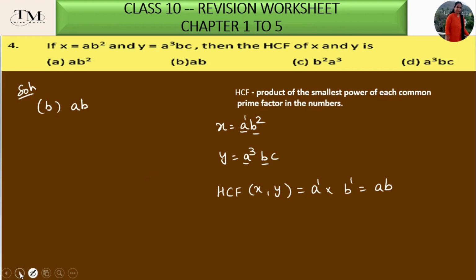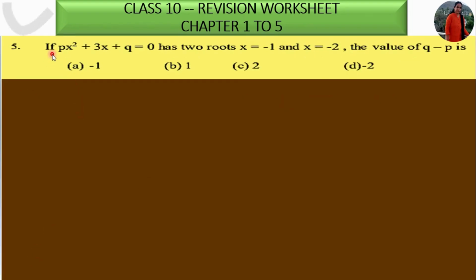Okay. Next question. Question number 5. If px square plus 3x plus q is equal to 0 has two roots, x is equal to minus 1 and x equal to minus 2, the value of q minus p. We have to find out what is the value of q minus p. So what is given? Px square plus 3x plus q is equal to 0. Its roots are minus 1 and minus 2. That means these roots satisfy the equation.